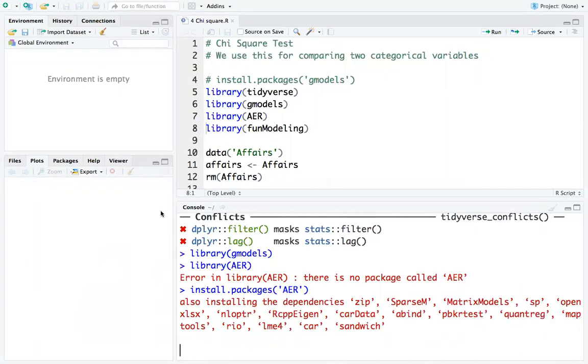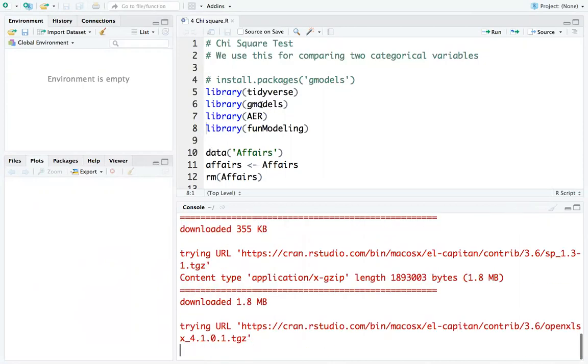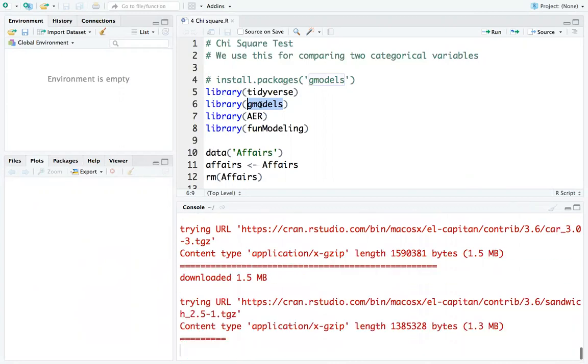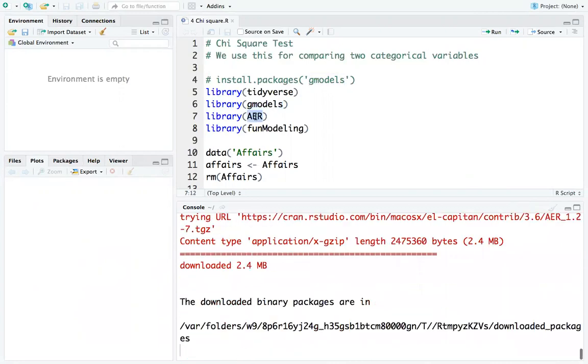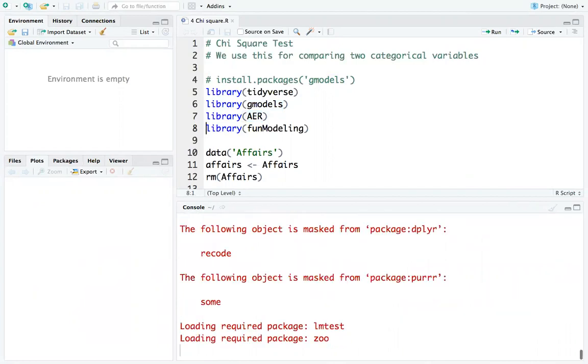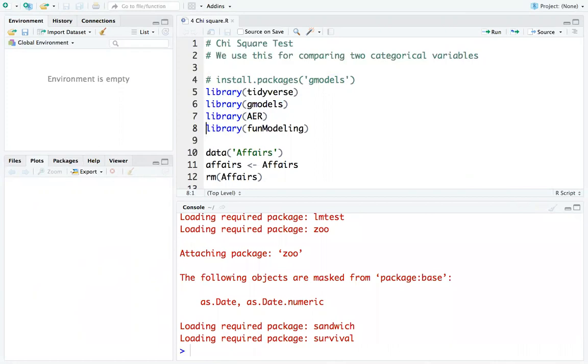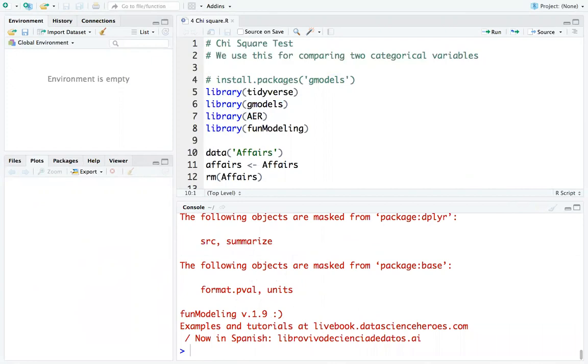So the main function to do the chi-square test is this one, the G models, okay? I am using today the library AER because I want to show you guys where I got this data. This data actually comes from a survey done in the 60s, a study done in the 60s. But I got it from this package called AER.